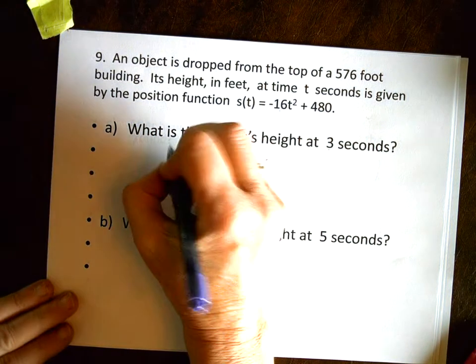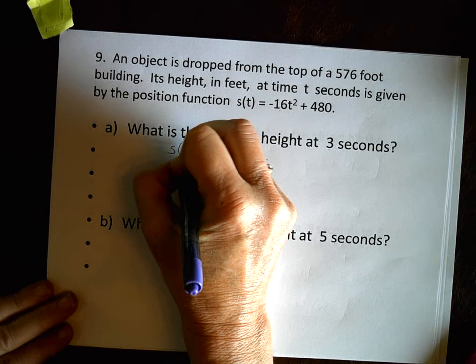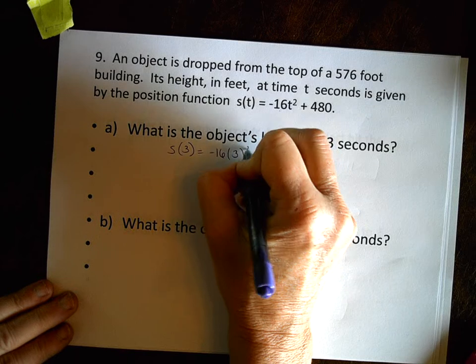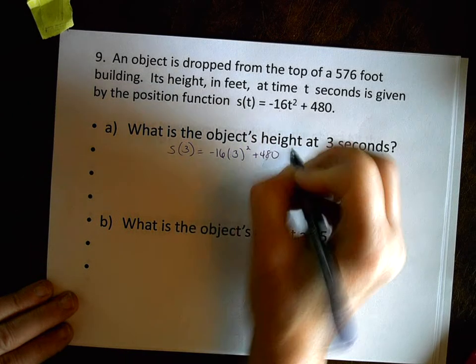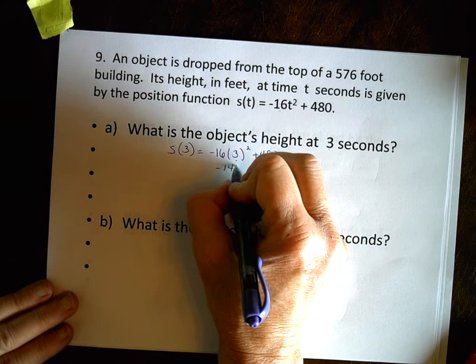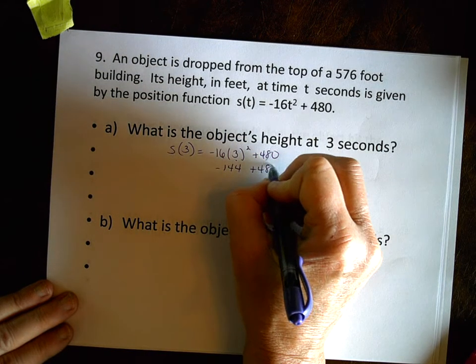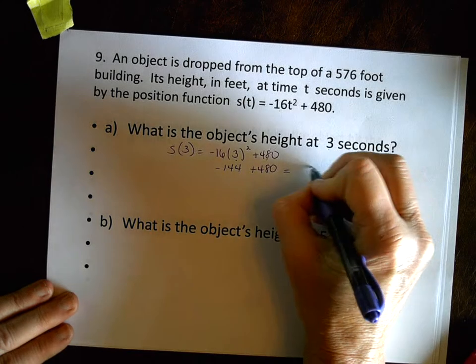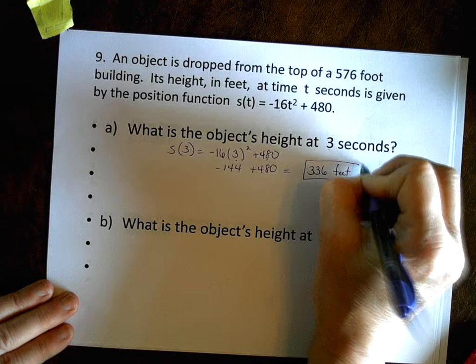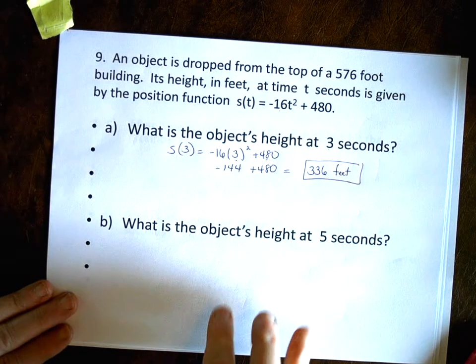All we're going to do, we don't use the derivative, we use the original function, and we plug in 3. Do our math. 9 times negative 16 is negative 144 plus 480, 336 feet. Again, this is dropped off a building that's going down. At 5 seconds, it should be even farther down.